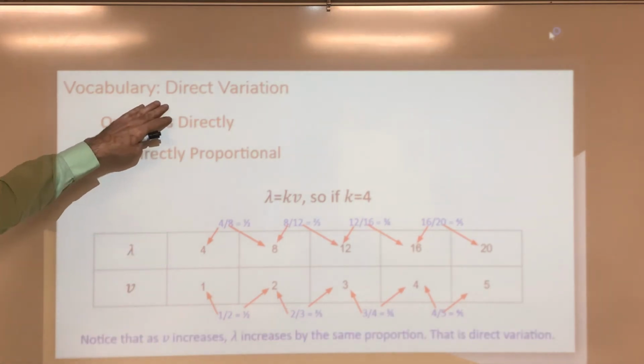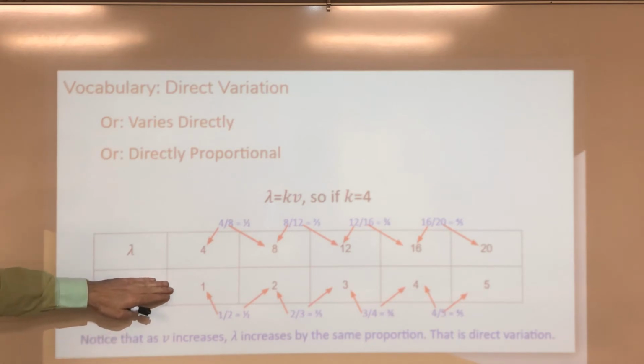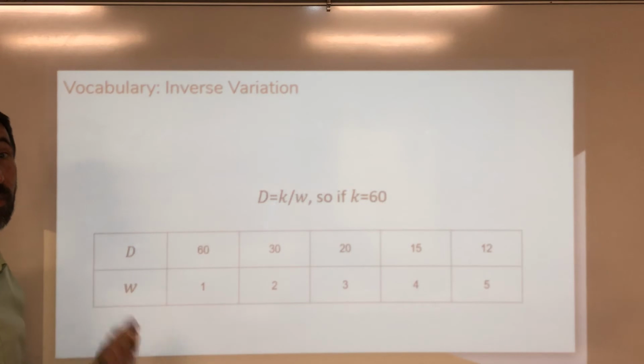So if it's direct variation, or varies directly, first, as one variable increases, the other increases, and they increase by the same proportion. So that's what we mean by direct variation.